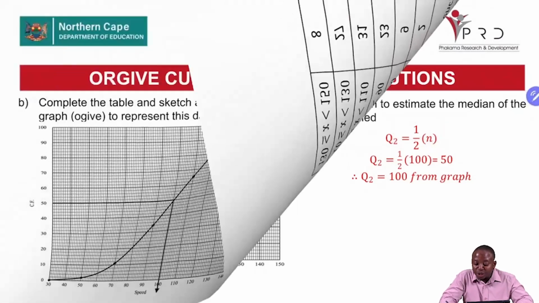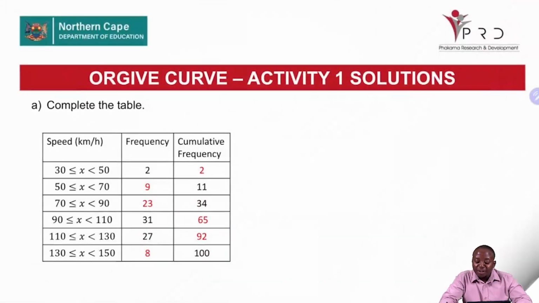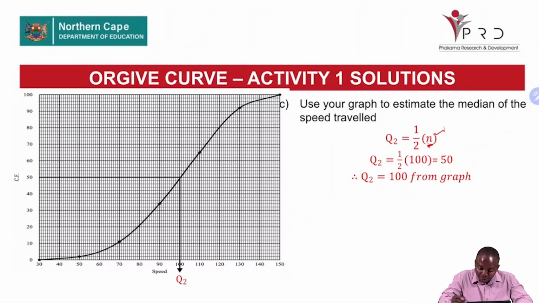So that is to say when you go back to our table, we add all of these values, then we get our total frequency, which is 100. Total frequency will correspond to the last cumulative frequency value, so it will be the same value. Now, 1 over 2 of 100 is 50.